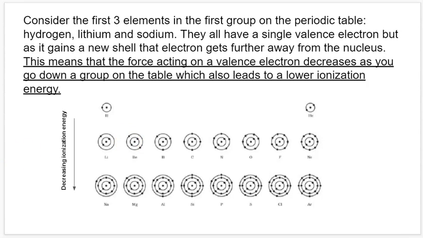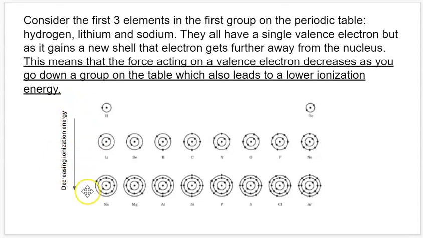So if we consider the first three elements in the first group on the periodic table, hydrogen, lithium, and sodium, they all have a single valence electron. We can see that in these Bohr diagrams. However, as we go from hydrogen to lithium, we're gaining an energy shell because we're going down to another period, and we're getting a new energy shell of electrons. And as we go from lithium to sodium, we're gaining yet another. So that means that as we go down, the furthest away electron, that valence electron, is getting further and further away from the nucleus, which means that the force acting on that electron is going down, and therefore our ionization energy is also going down. So as we go from top to bottom, we see a decreasing trend of ionization energy.